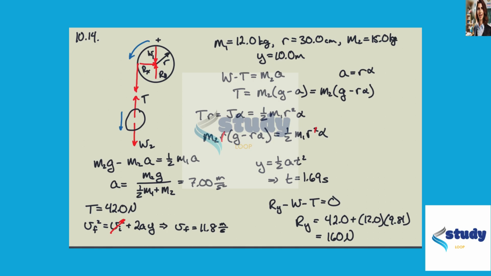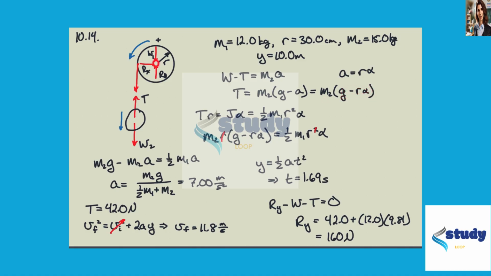Free body diagram of our bucket. With positive down, we get W minus T equals M2 A. Since we're assuming there's no slipping, the acceleration of the bucket is the tangential acceleration of the pulley, so A equals R times alpha, the angular acceleration. Plugging in the weight M2 G, T equals M2 times (G minus A), or M2 times (G minus R alpha).